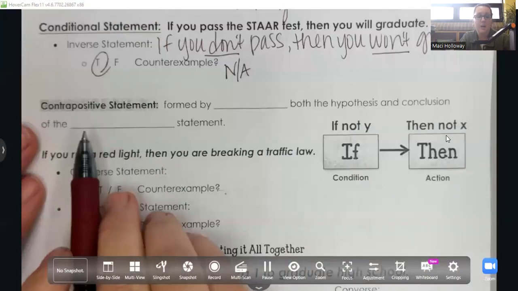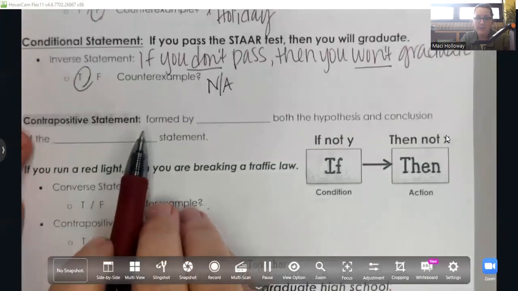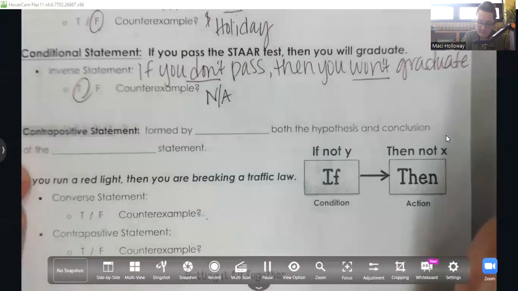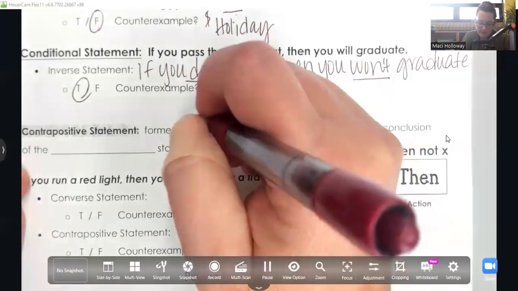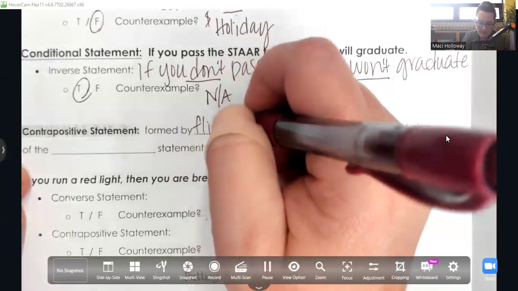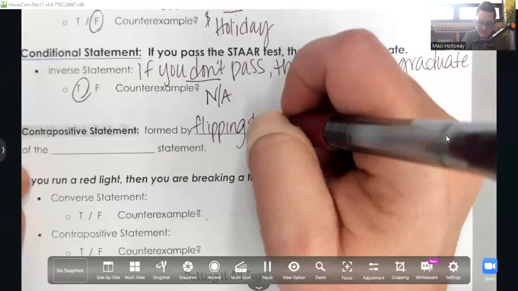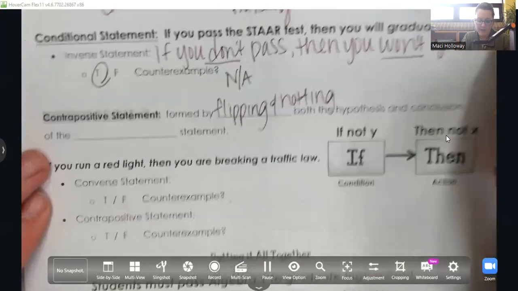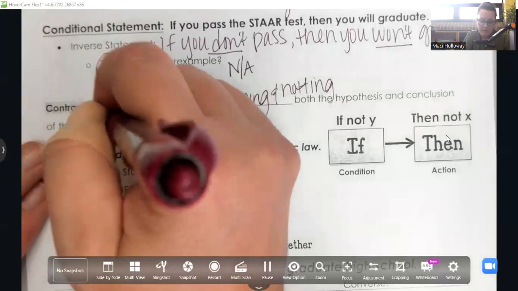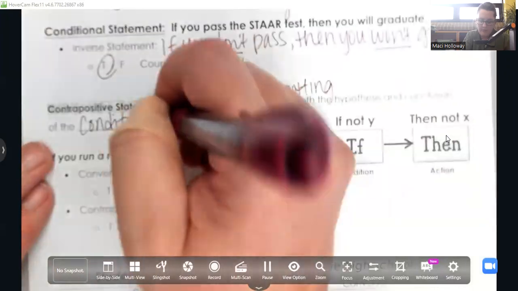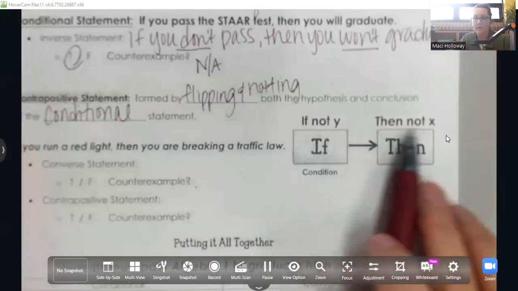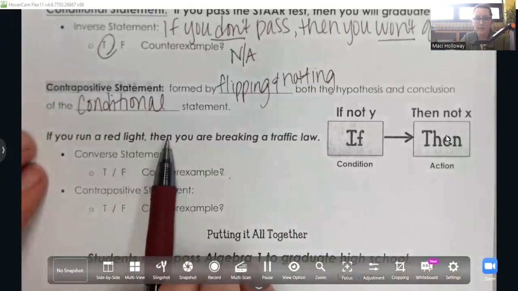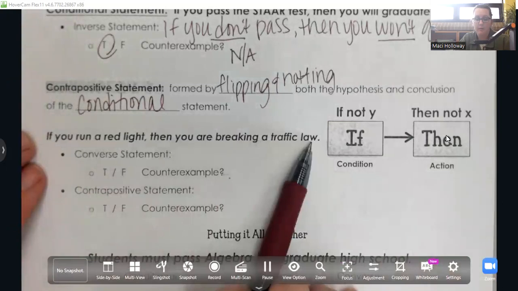Oh, goodness, excuse me. Our contrapositive statement is formed by flipping and, there's not enough room, negating both the hypothesis and conclusion of the conditional statement. So if not Y, then not X. So here's our conditional: if you run a red light, then you are breaking the traffic law.